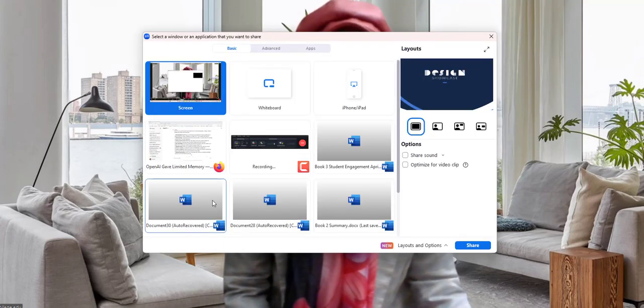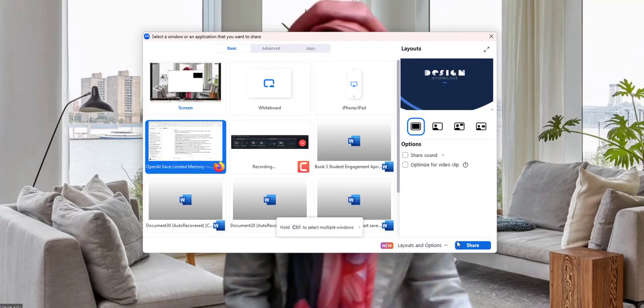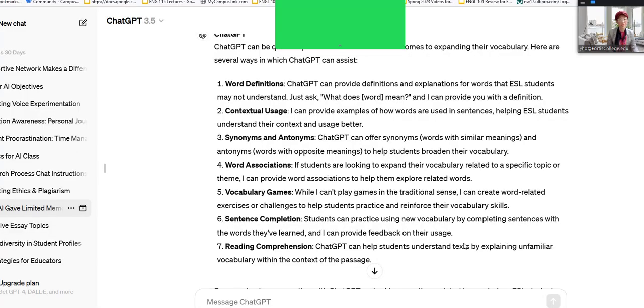And so without further ado, I will go over how you can use ChatGPT to help you expand your English vocabulary. And if you're an ESL teacher, you can also learn how you can use ChatGPT to help your students expand their grammar. Here are some ideas that I came up with. Here I will share my screen.